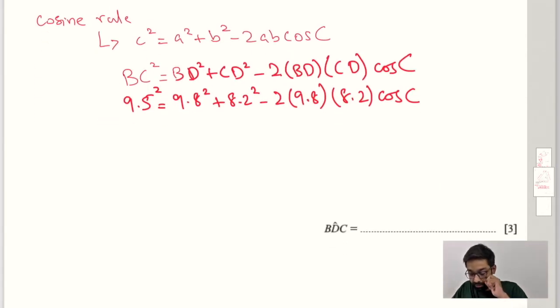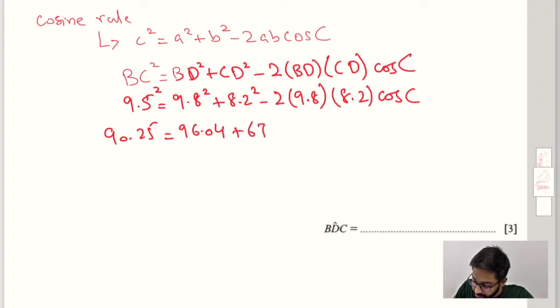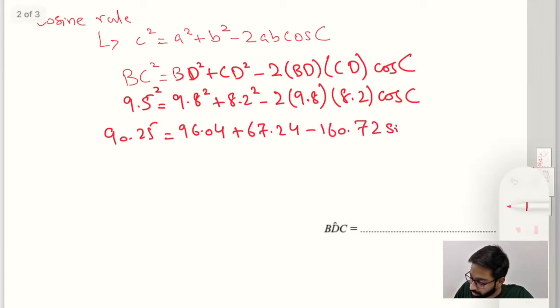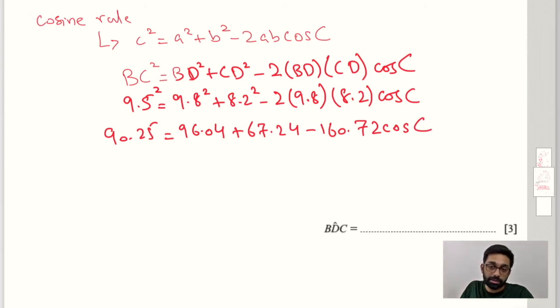Okay. Now we have less space, so we have to squeeze the stuff in this space. So you get 90.25 equals 96.04 plus 67.24 minus 160.72 cos C. Okay, now we move the numbers around just to find the value of C.